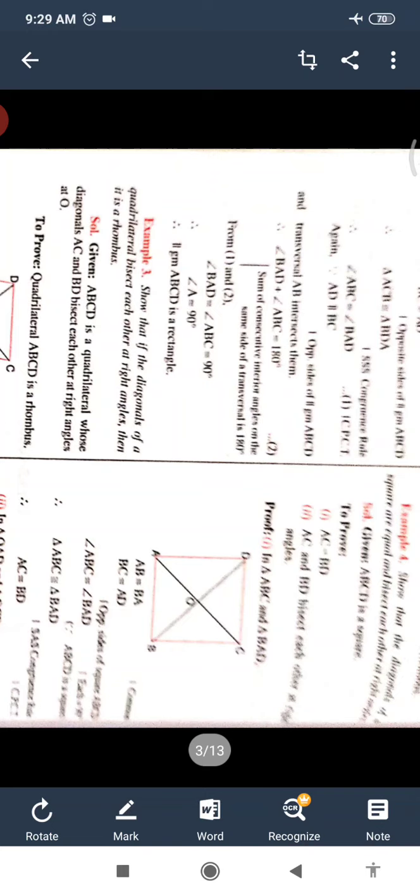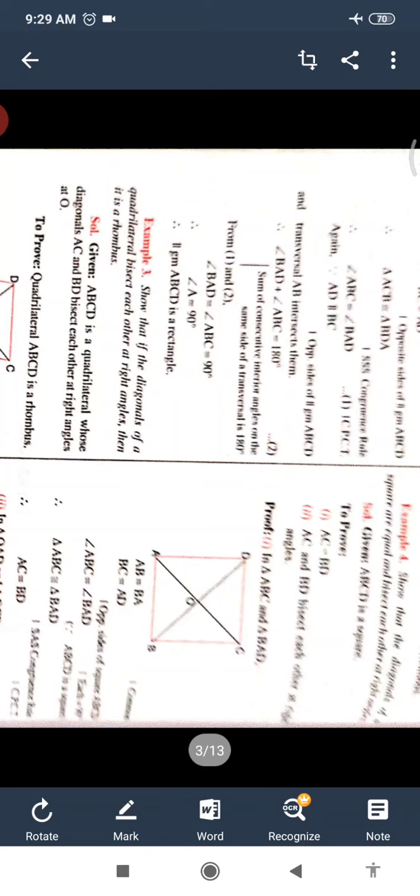Given: ABCD is a square. To prove, what we have to prove? AC equal to BD. What are AC and BD? The two diagonals. And the other thing we have to prove: AC and BD bisect each other at right angles.